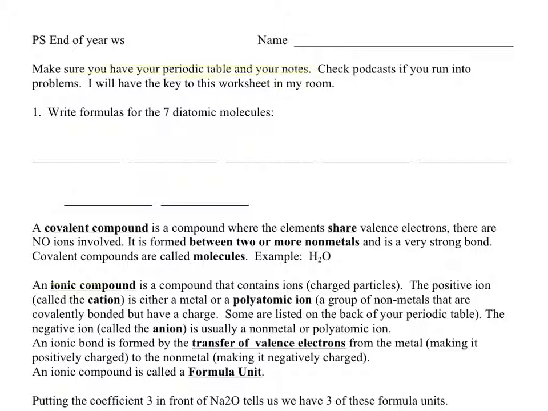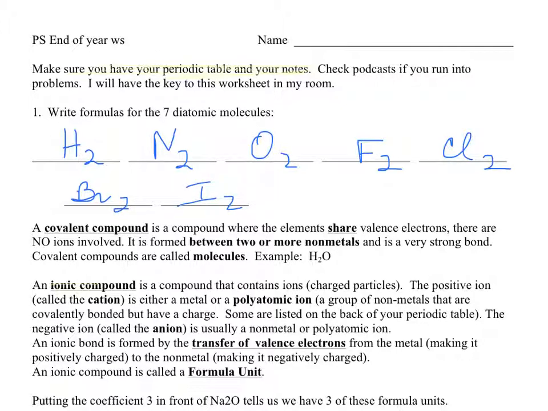hydrogen, and so I'm going to write that as H2. Then we go over to nitrogen, N2, then we have oxygen, fluorine, chlorine, and bromine, and iodine. The 7 diatomic molecules.